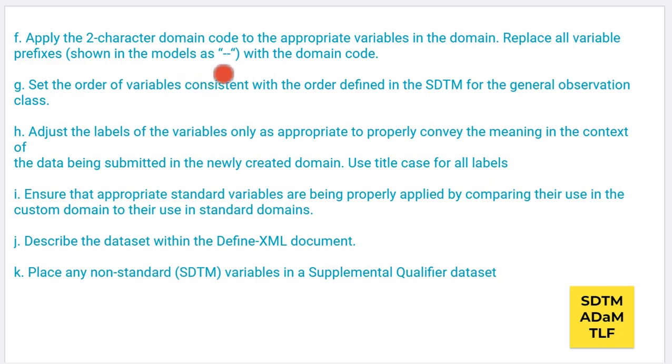Okay, PA. So PA will come before all the variables like that. That is the next step. After that, what you have to do is set the order of variables with the order defined in the SDTM for the general observation class. So open your SDTM guideline, see the order of variables for your general observation class, and in the same way, in the same order, you have to write your variables.